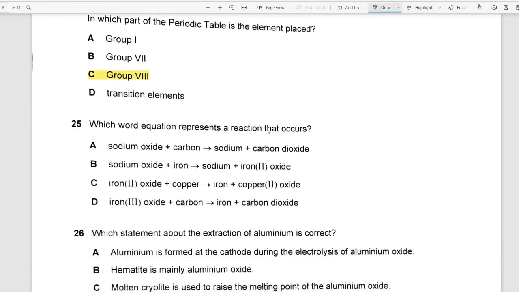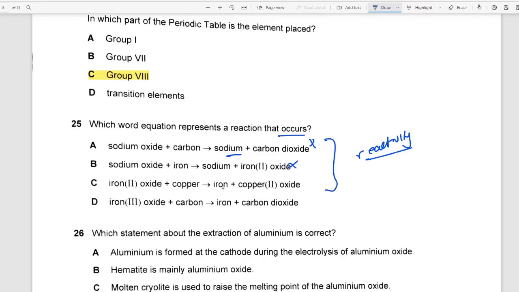Which word equation represents a reaction that occurs? Okay, so again, this one we look at the reactivity series, and the one that's more reactive will form the compound. Sodium plus carbon dioxide. This is wrong because sodium is more reactive than carbon, so hence it can't be this. It can't be carbon dioxide. Sodium oxide plus iron. This is also wrong because sodium is more reactive than iron, so this is wrong.